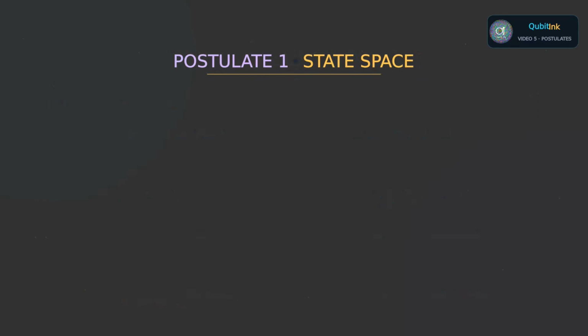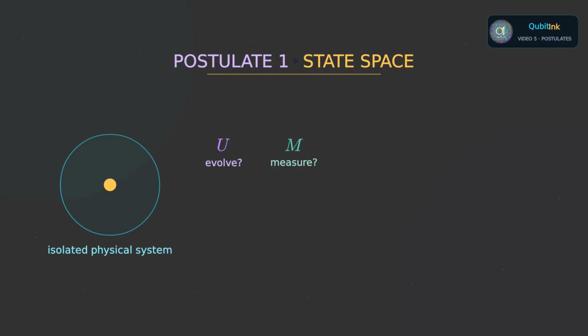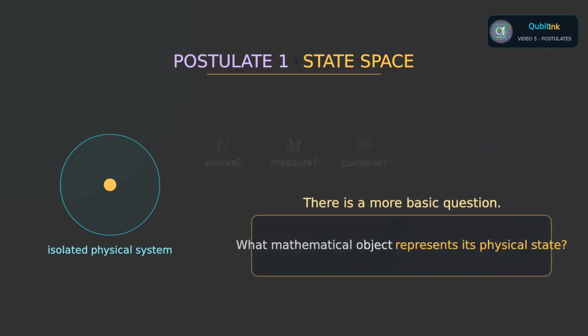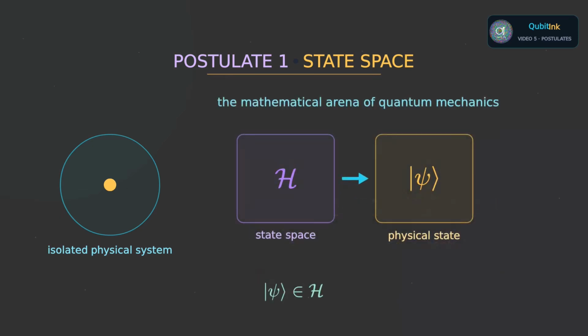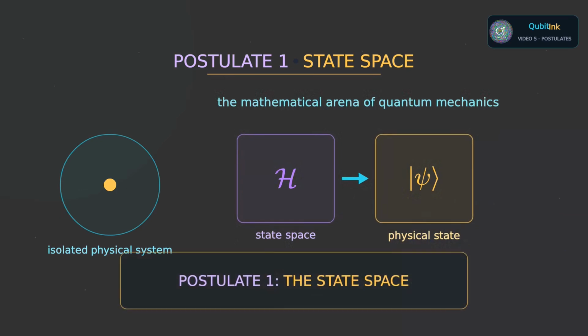Suppose we are given an isolated physical system. Before asking how it evolves, before measuring it, and before combining it with anything else, we need to answer a more basic question. What mathematical object represents its physical state? That question defines the arena in which quantum mechanics takes place. And it brings us directly to postulate 1, the state space.